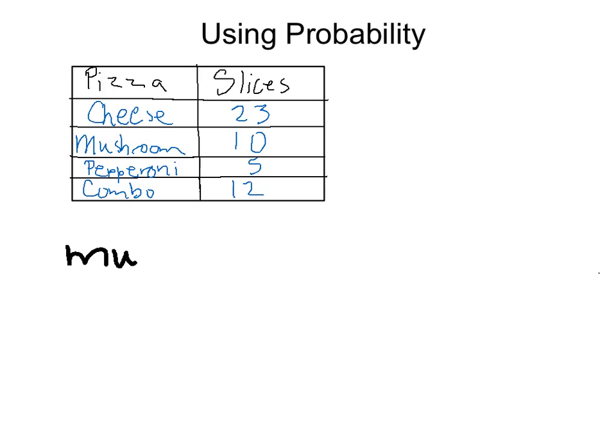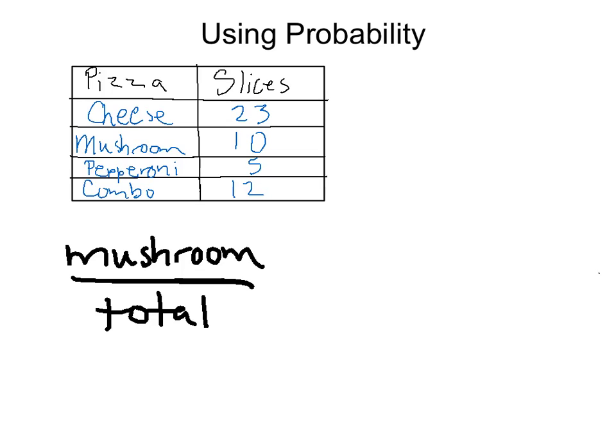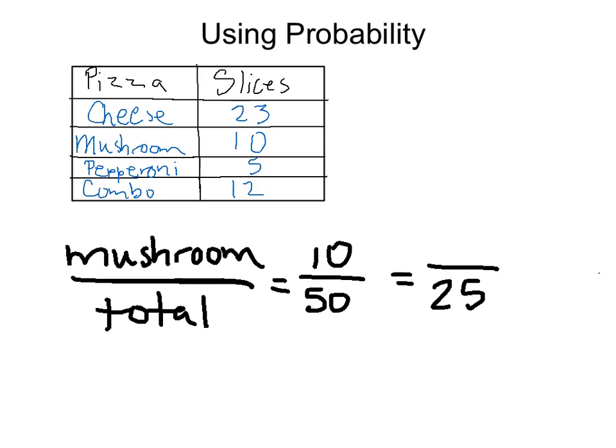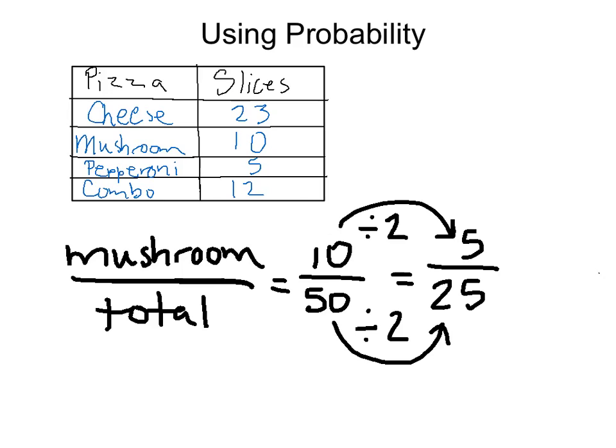Okay, so again, I'm going to do my words. Mushroom over total. And we did 10, so my probability is 10 out of 50. I'm going to say, what if I only sold 25, or only have 25 pizzas? It's a little trickier, right? Because we're not multiplying now. But we should be able to change that 50 to a 25. I know that if I divide 50 by 2, I'm going to get 25. And whatever I do to the denominator, I must do to the numerator. So 5 over 25.